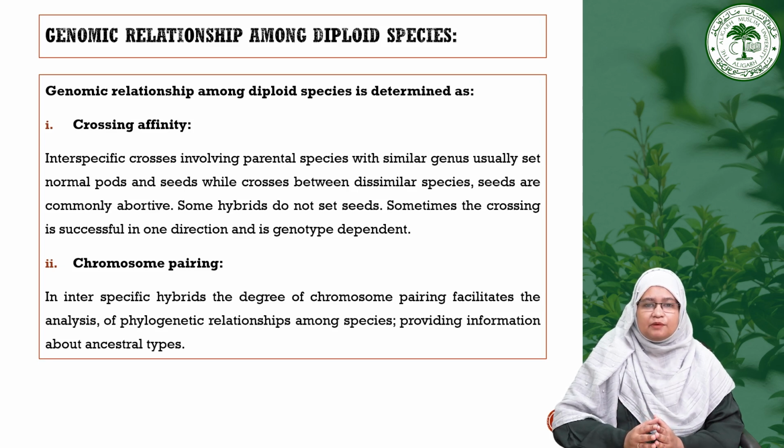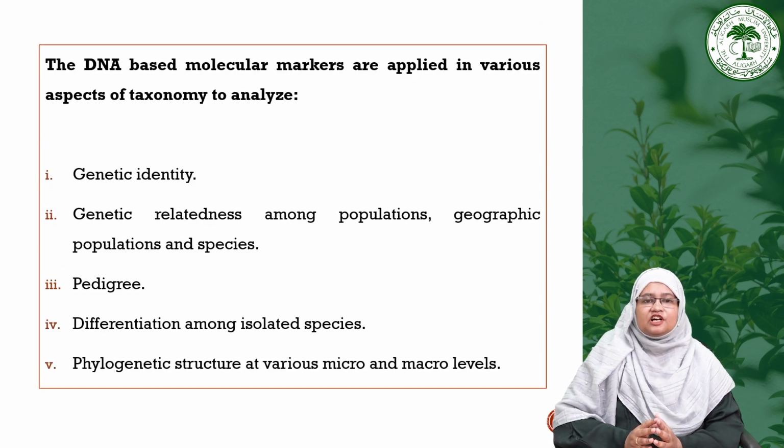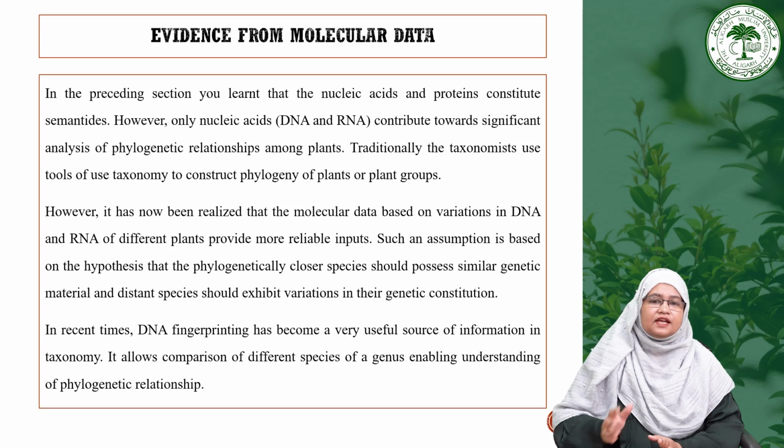In interspecific hybrids, the degree of chromosome pairing facilitates the analysis of phylogenetic relationships among the species, providing information about ancestral types. Then, DNA-based molecular markers are applied in various aspects of taxonomy to analyze genetic identity, genetic relatedness among populations, geographical populations and species, their pedigree, the differentiation among isolated species, and phylogenetic structure at various micro and macro levels. So, if we have to study these phylogenetic relationships, we have to see the molecular data.